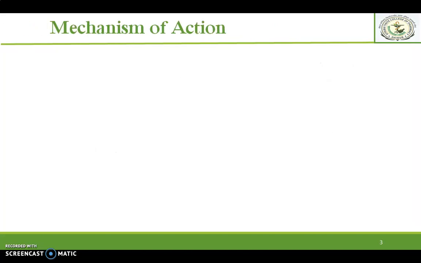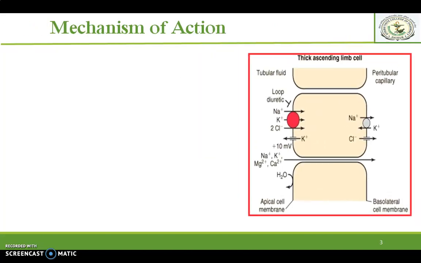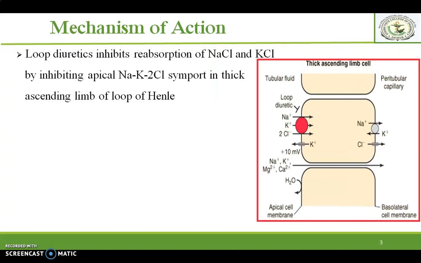Moving to the mechanism of action of loop diuretics. Loop diuretics inhibit reabsorption of sodium chloride and potassium chloride by inhibiting the apical sodium potassium chloride symport in the thick ascending limb of the loop of Henle. Here is the symport which is present on this apical cell membrane, and this sodium potassium chloride symport gets inhibited by the loop diuretics. Loop diuretics also compete with the chloride binding site.